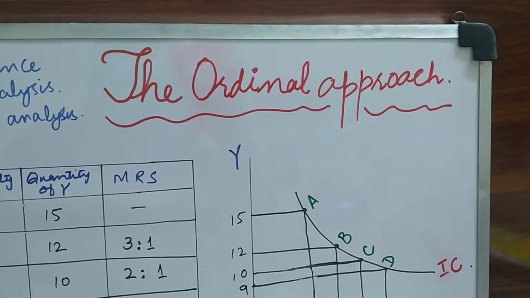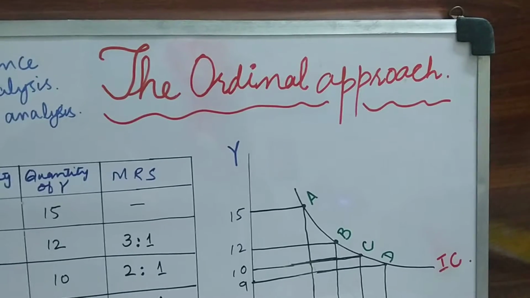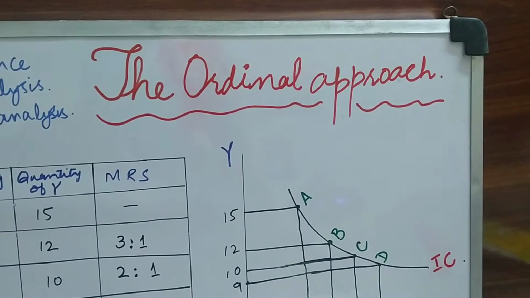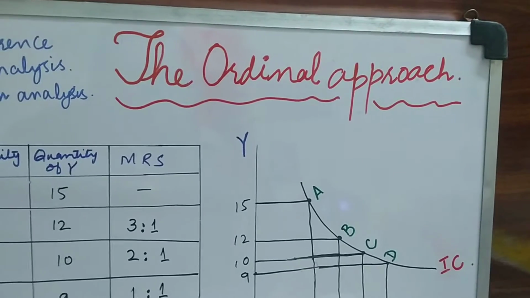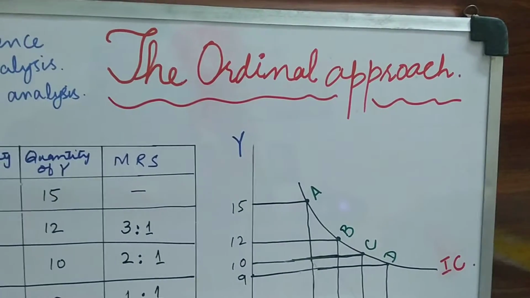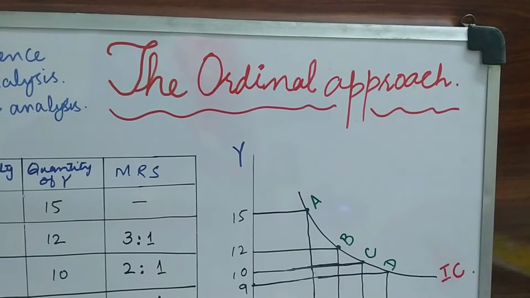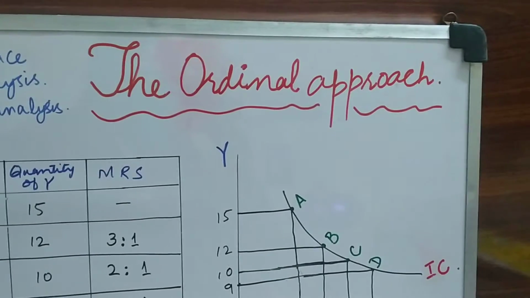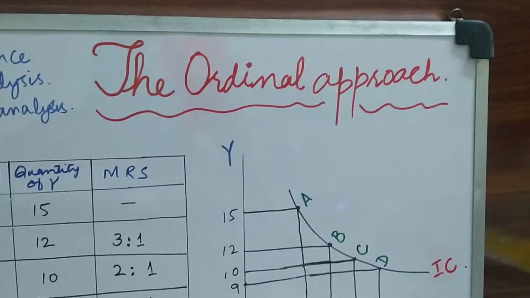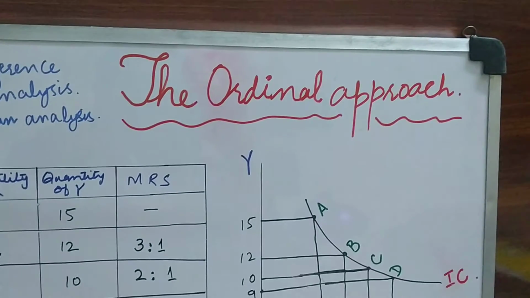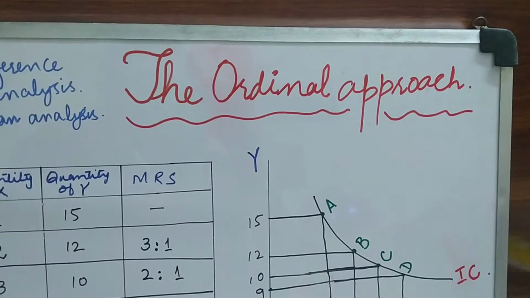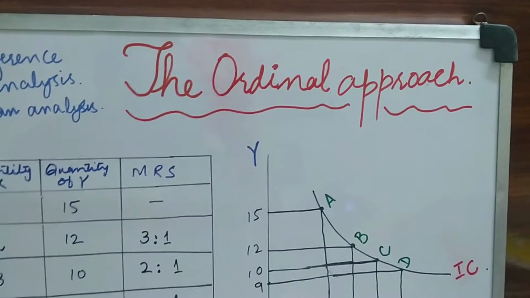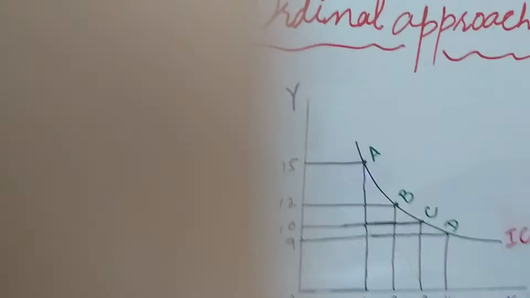Students, as in one of my previous videos, I explained a few concepts that are important to understand before you get to know about ordinal approach, as our today's topic is ordinal approach. So you are supposed to be familiar with all those topics. Let me remind you that were indifference curve, slope of indifference curve, marginal rate of substitution, law of diminishing marginal rate of substitution, and diminishing marginal rate of utility.